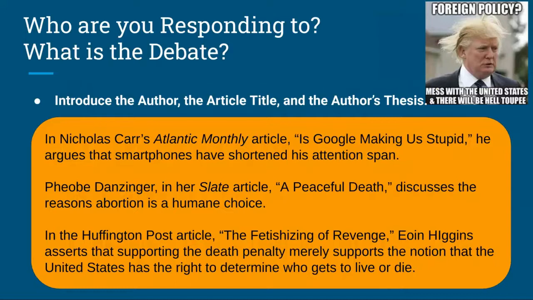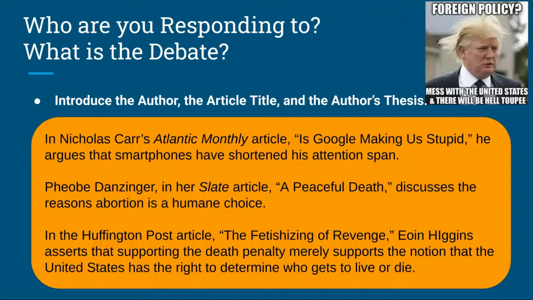Here's another example. "Phoebe Danziger, in her Slate article, 'A Peaceful Death,' discusses the reasons abortion is a humane choice." Phoebe Danziger is the author. Slate is the publication. Then you have the article title, and then it talks about what she's going to talk about in her essay. It isn't a complete thesis, but it has a lot going for it in terms of assumption, like "reasons abortion is a humane choice." We already know that she's agreeing with it and that it is humane in many cases.